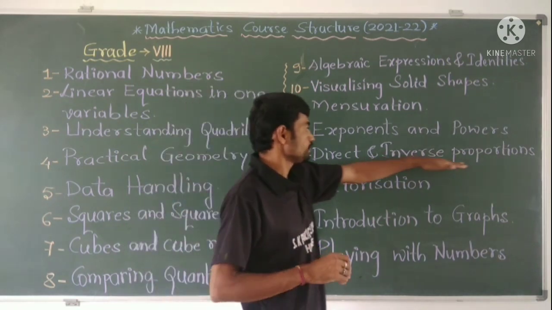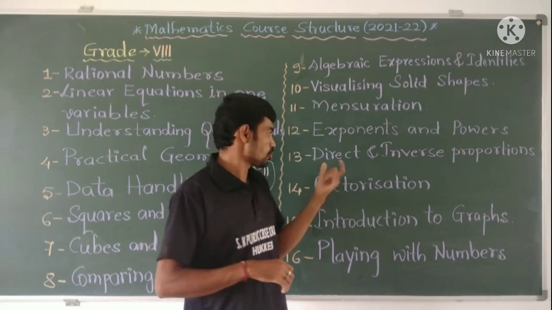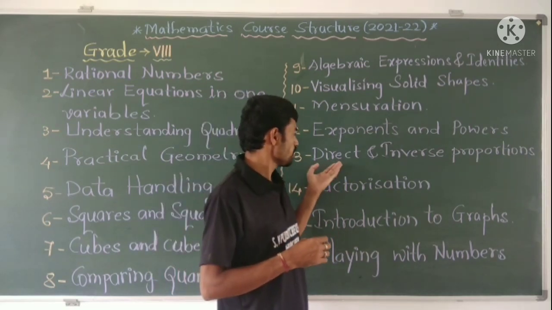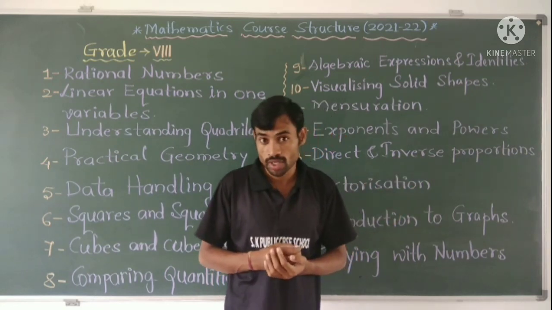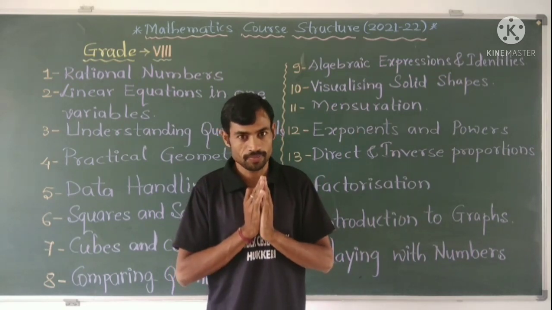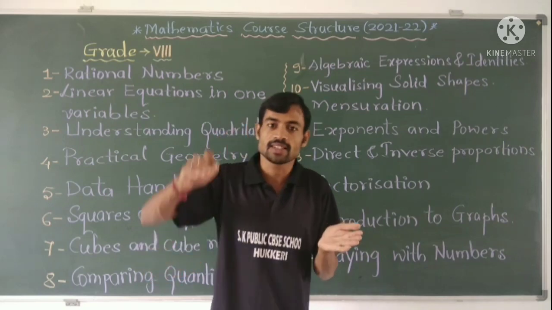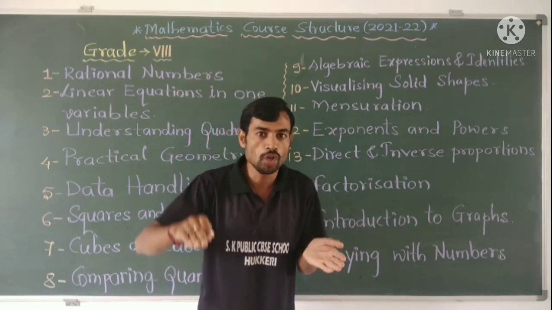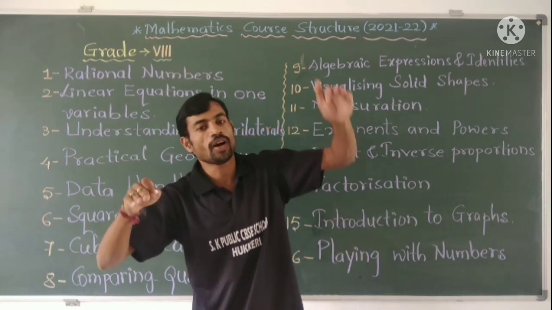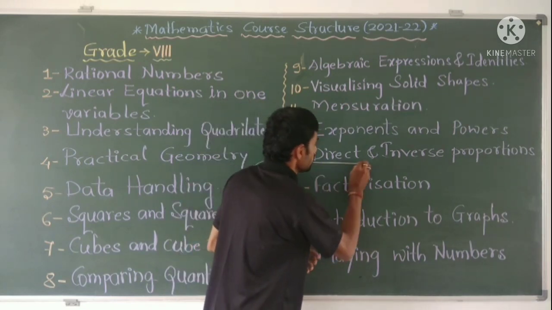And next one is direct and inverse proportion. This topic is very important. Clear? What is direct and inverse proportions? Suppose you think there are two quantities. If the value of one quantity increases, automatically the value of the other quantity increases. That is called direct proportion.